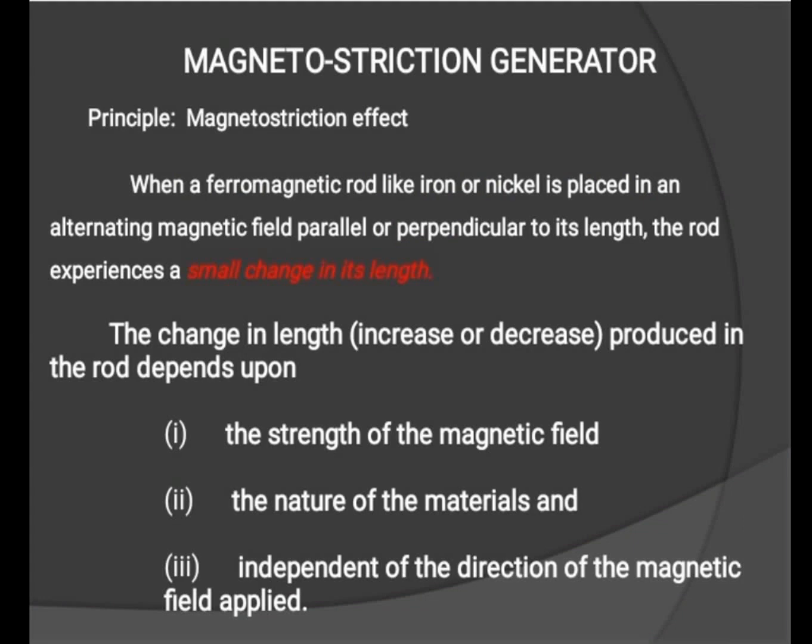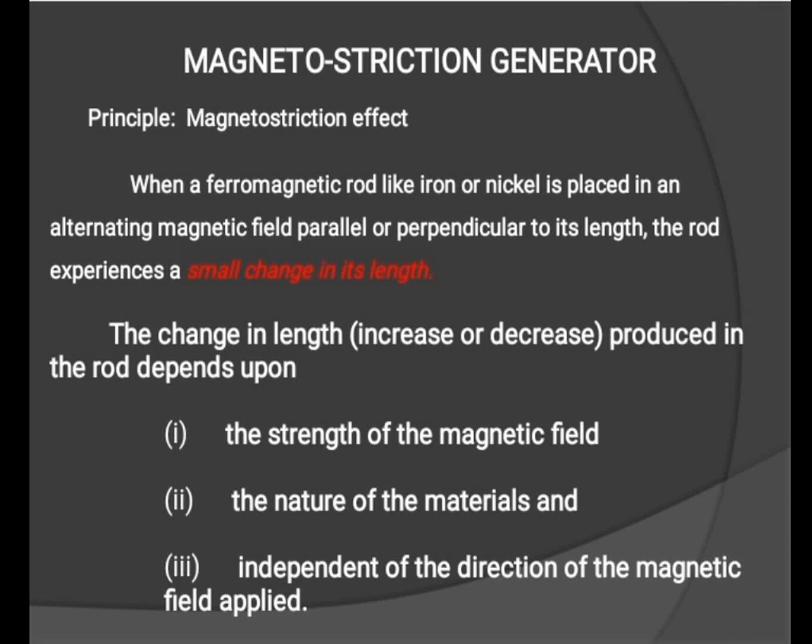Principle: when a rod of ferromagnetic material like nickel is magnetized longitudinally, it undergoes a very small change in length. This is called the magnetostriction effect. The change in length produced in the rod depends upon the following factors: the strength of the magnetic field and the nature of the material, and it is independent of the direction of the magnetic field applied.